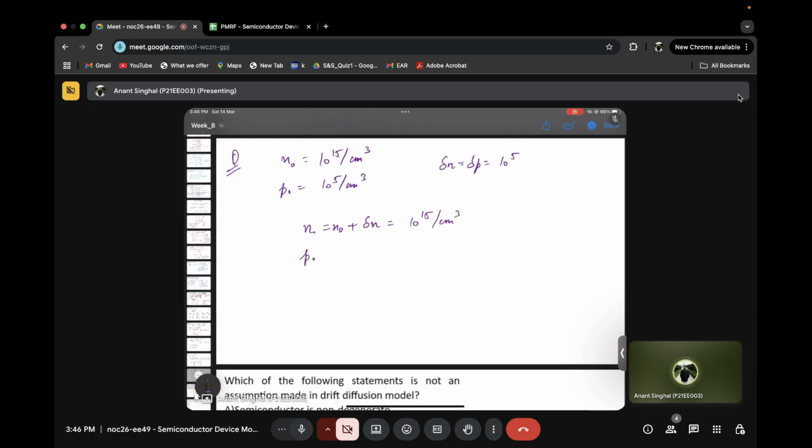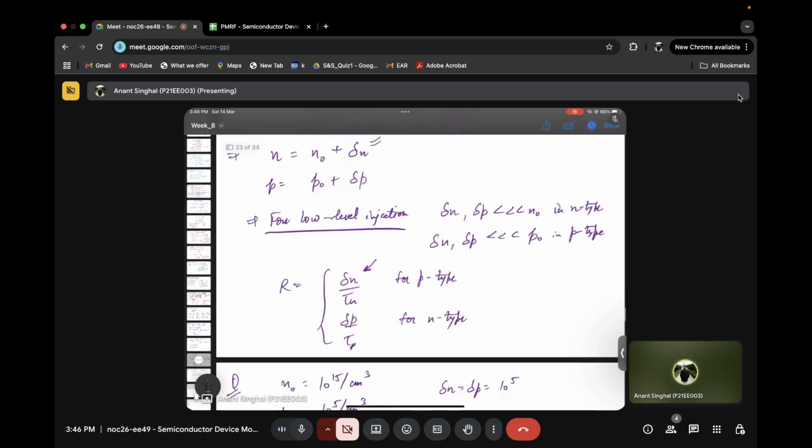Your p0, which is p0 plus delta n, will become twice, right? So whatever is getting changed is actually your minority carriers. There is no effect in general on the majority carriers. So here what I try to explain is that the recombination is happening with respect to minority carriers.